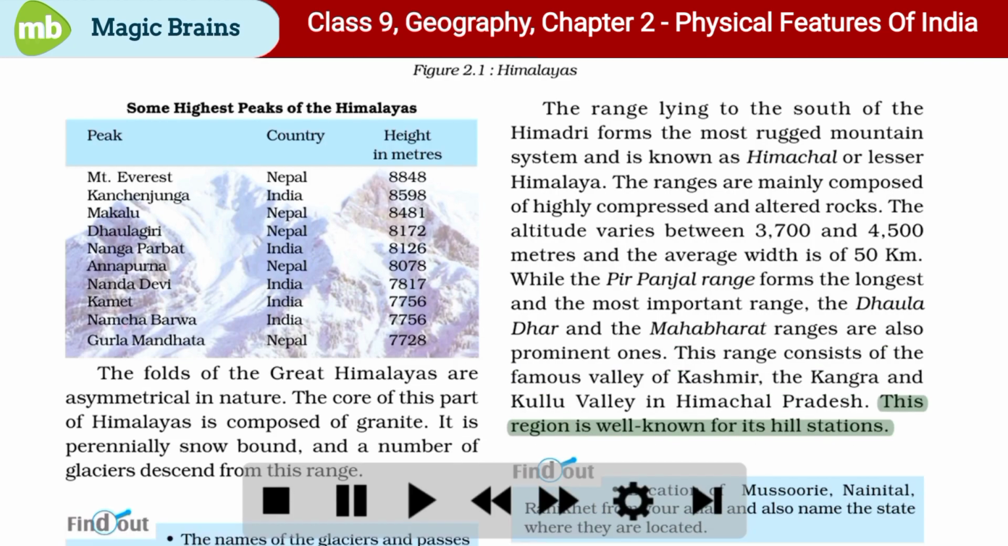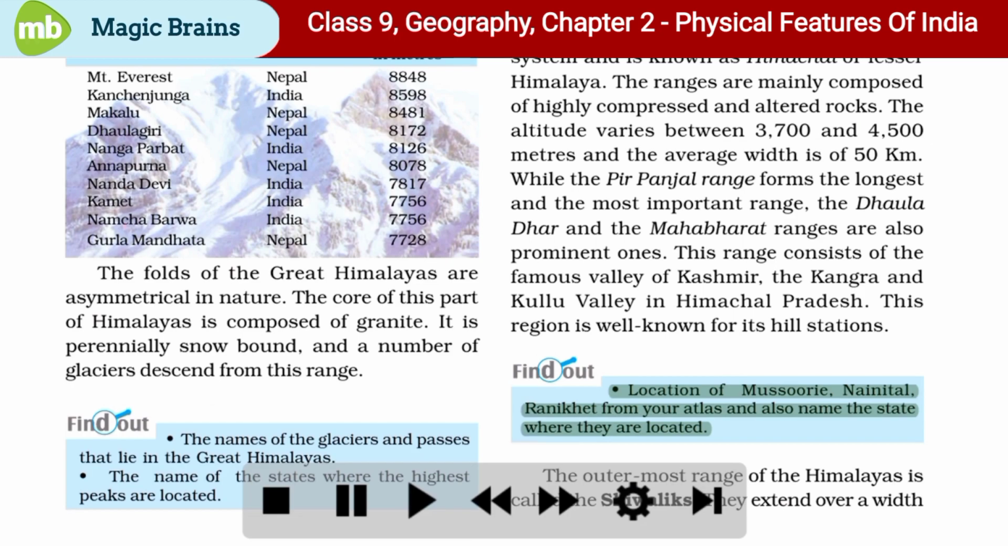This region is well known for its hill stations. Find out, friends, the location of Mussoorie, Nainital, Ranikhet from your atlas and also name the state where they are located.